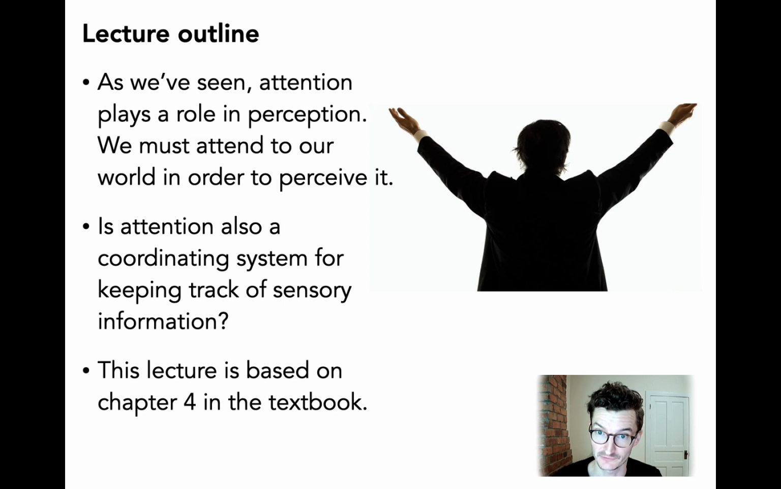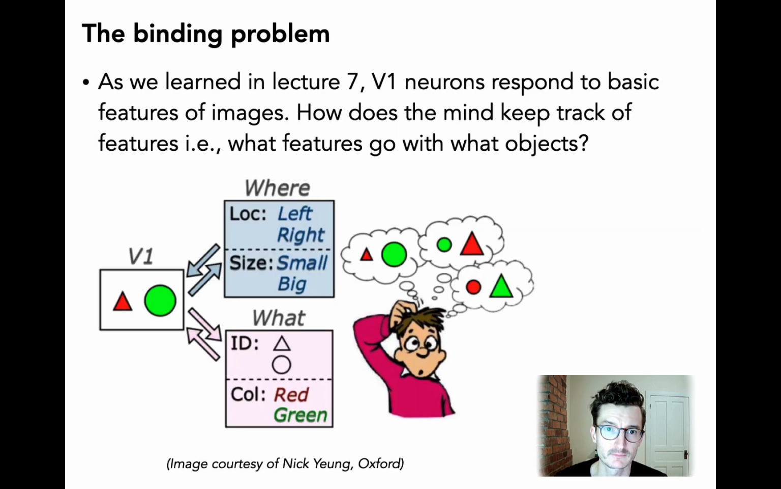We're going to discuss what's called the binding problem and how attention helps solve the binding problem through a process known as feature integration. So what's the binding problem? Well, as we learned in lecture 7, neurons in primary visual cortex initially respond to basic features of images.